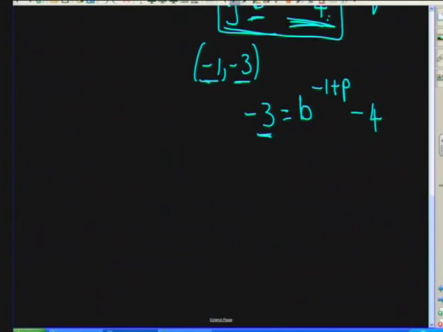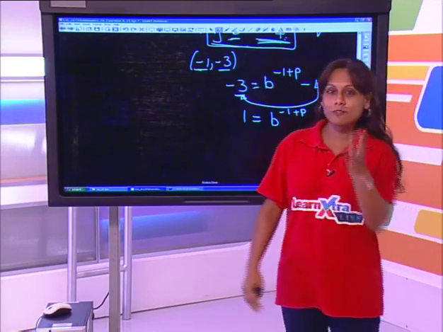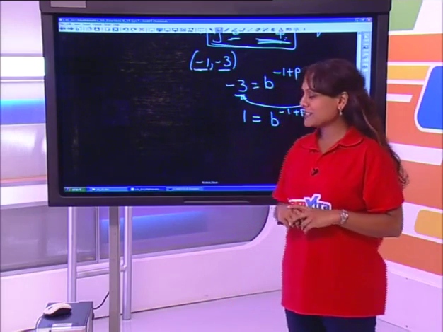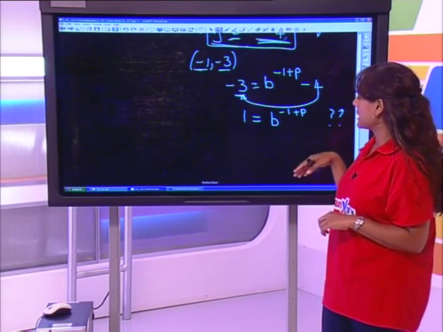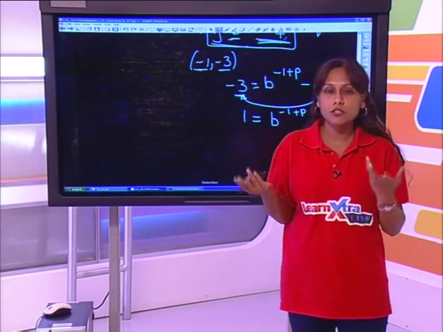So we take the 4 over to the left-hand side, it becomes +4. -3 + 4 is 1, which is equal to b to the power of -1 plus p. How do we solve this? I wish I had someone screaming out the answer here. Hopefully you're screaming out the answer. But how do you solve this? You've got b to the power -1 plus p is equal to 1. How do you solve this?